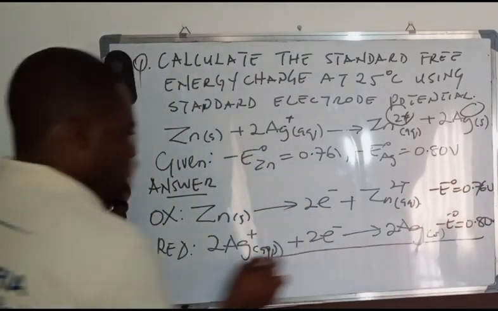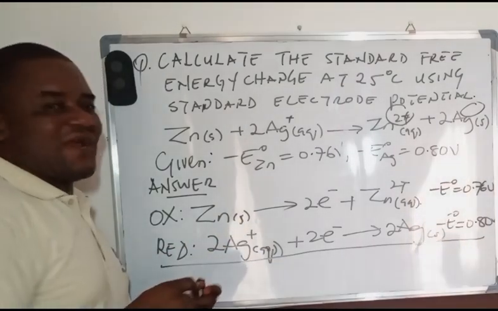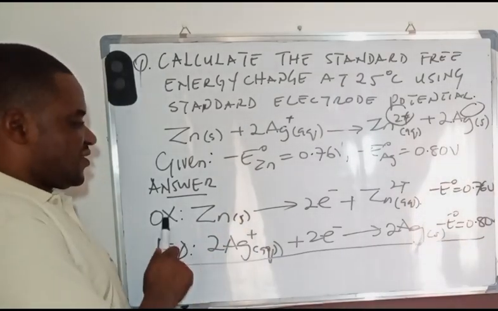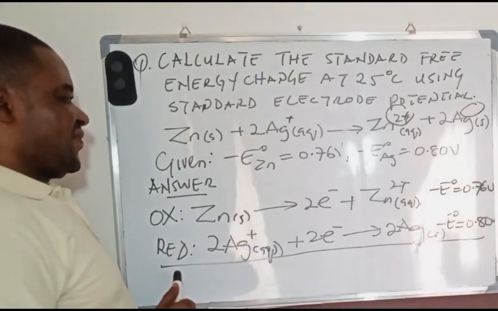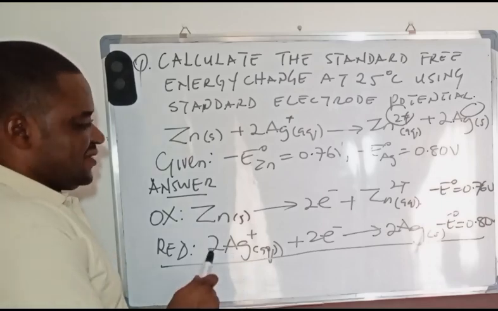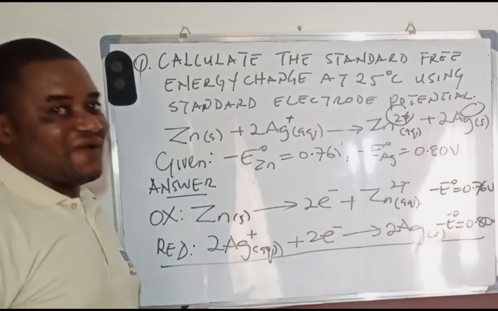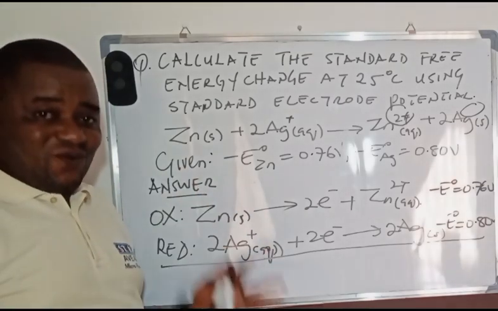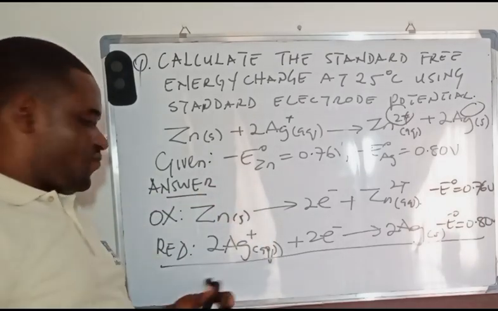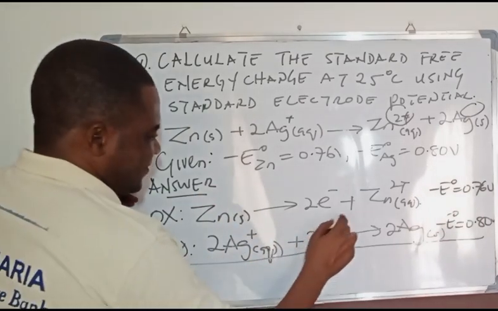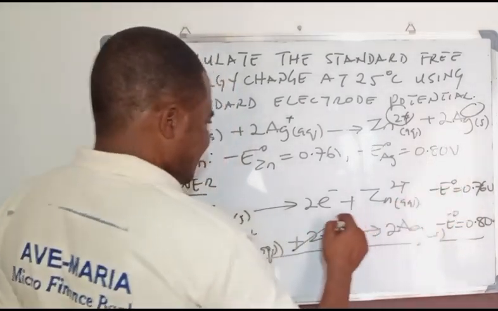Okay, now with this we can write the overall equation. We have written the oxidation equation for zinc. We have written the reduction equation for silver. We now need to write the overall equation. To write the overall equation, this electron will cancel this electron.